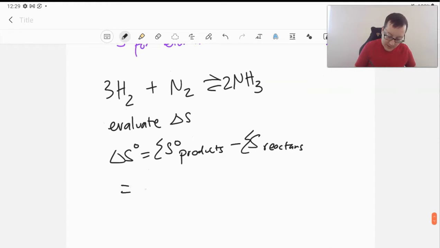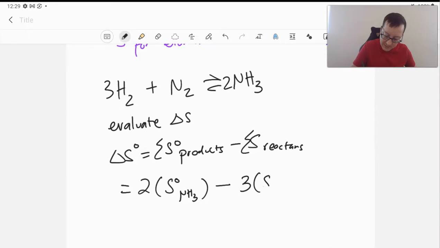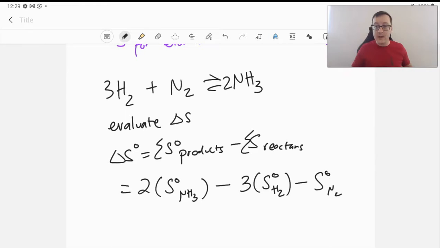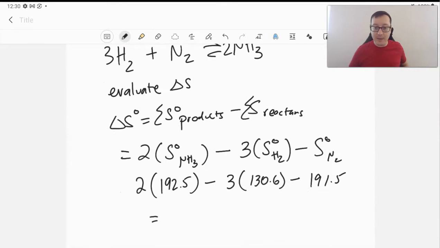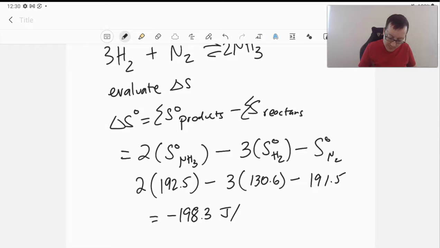So we're looking at 2 times the S of ammonia minus 3 times the S of hydrogen minus the S of nitrogen. Go ahead and pause the video like I will and look up those numbers on the table. Now that we've looked those up, we can do the math and calculate it to be negative 198.3 joules per Kelvin. Those are the units of entropy, right?